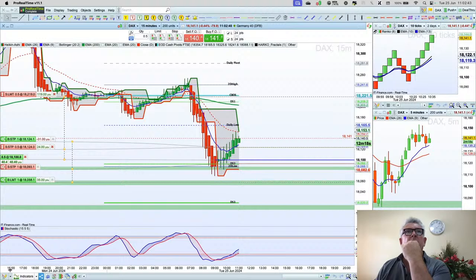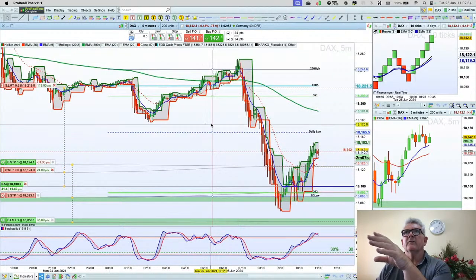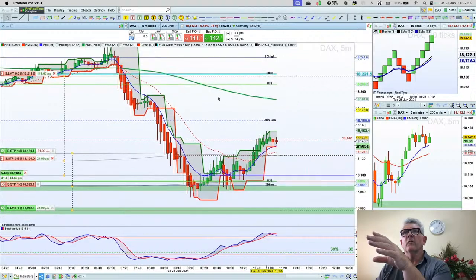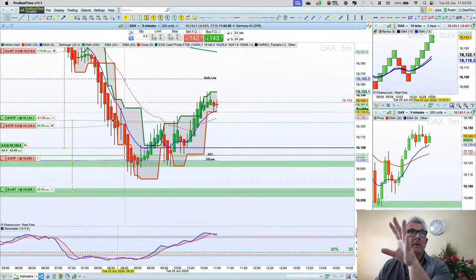So if we lose, we get a 1-to-1, and we'll see how far this market can take us. We could use a 5-minute to do this. Now, this is a time when you probably want to concentrate on the one asset if you're trying to squeeze as many pips out of the market as possible.